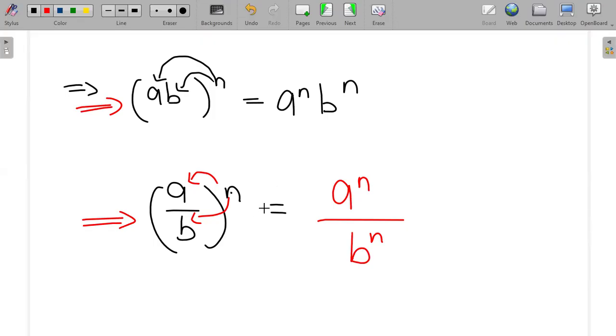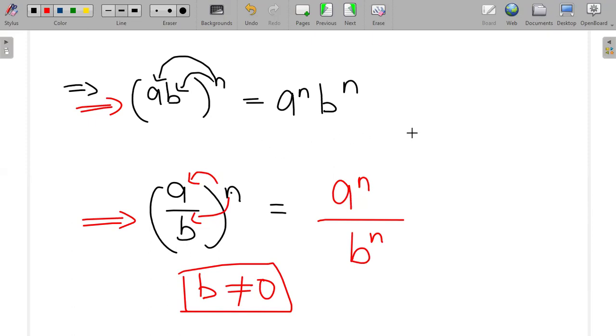And then for this rule to be valid, you always have to make sure that B is never equal to 0. So B should never be equal to 0, because the moment B becomes 0, then the whole fraction becomes undefined or invalid. So make sure B is never equal to 0.